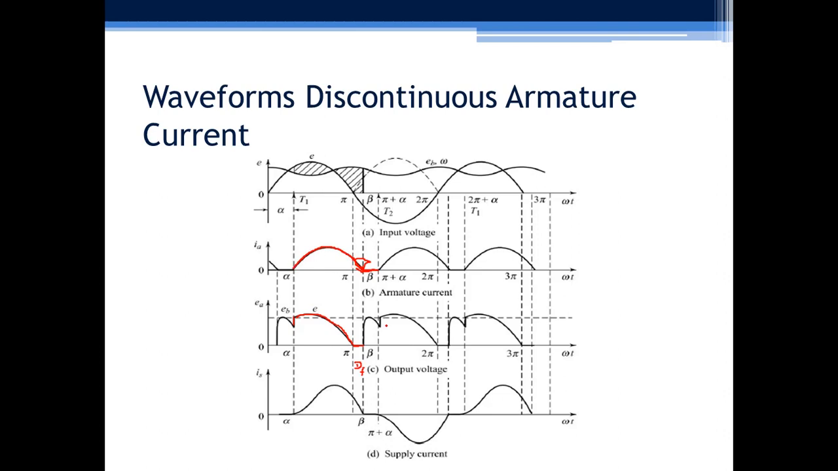And in this case, the voltage across the load will be nothing but the back EMF. So EB will be seen across it. So here you can see the back EMF will be seen across the load. This voltage is highlighted here. After that, we are turning on T2 and D1 is conducting. So again T2 D1 conducts from pi plus alpha to 2 pi.